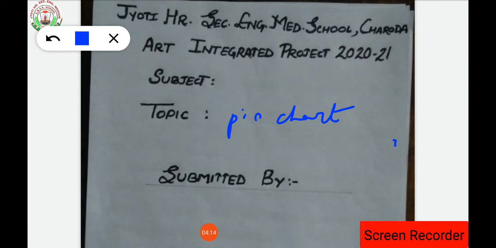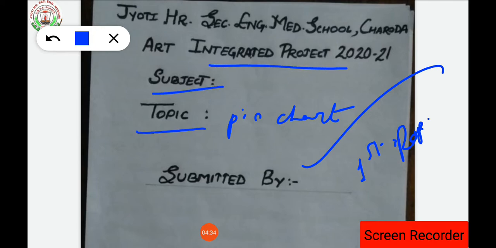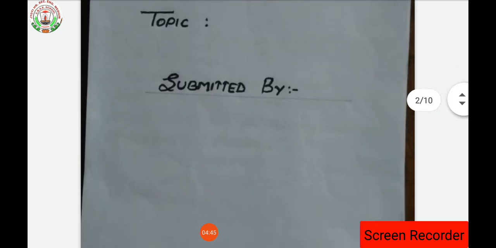As you open the file, your first page will be this one, and it is compulsory to have this page. Whatever you have to write in the project file, I am going to tell you in this video. Jyoti Higher Secondary English Medium School Charoda, Art Integrated Project. Subject, here the topic is pie chart, and submitted by. Here you have to write your name. Clear about the first page?